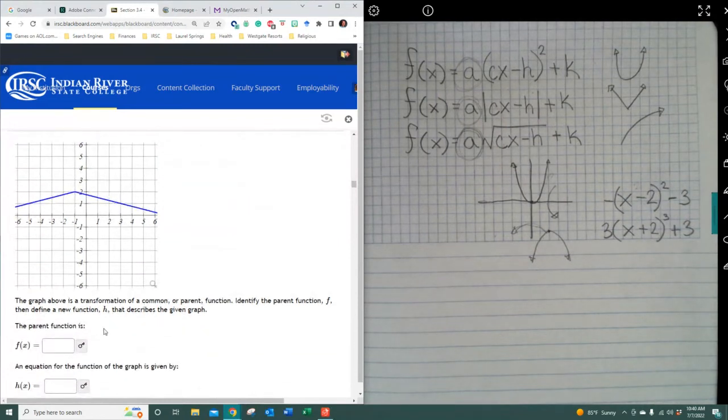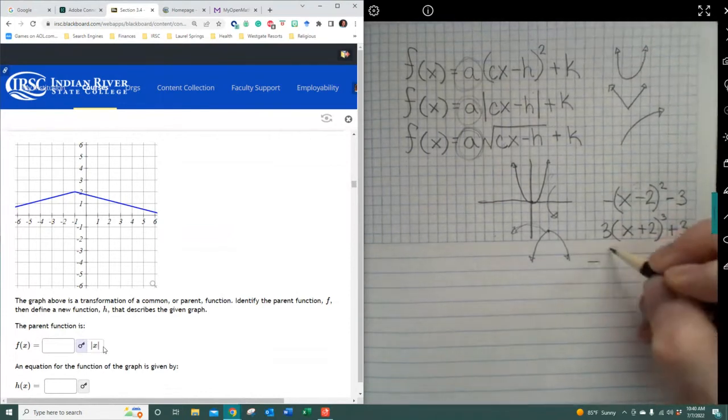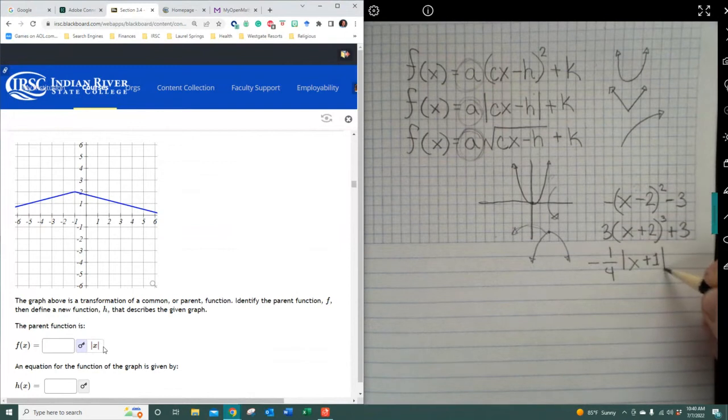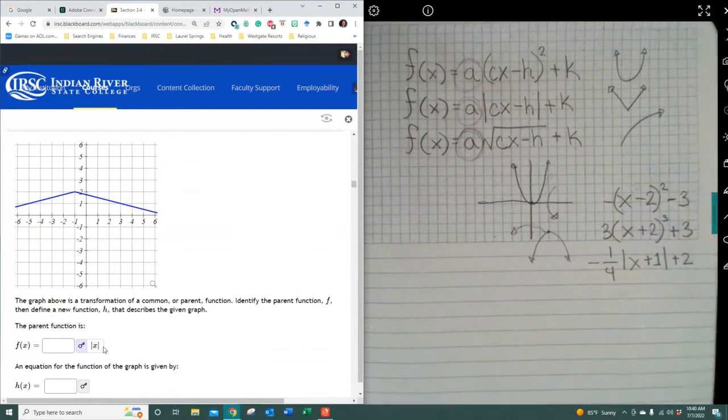Now this is the absolute value, but now it's going to be negative. The answer here is going to be -1/4 of the absolute value. And it's been moved over to the left, so I'm going to put x + 1 here. And it's also been raised 2 units. So I'm going to go ahead and put that as the answer.